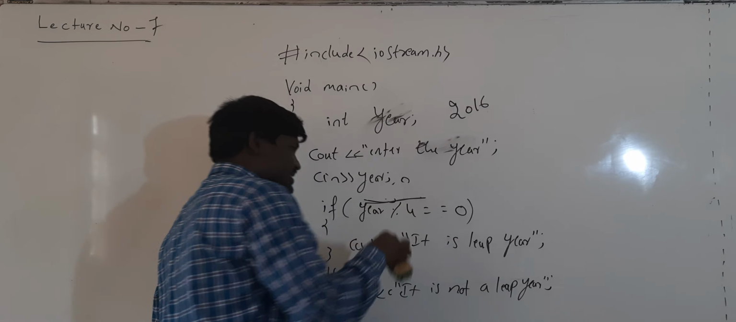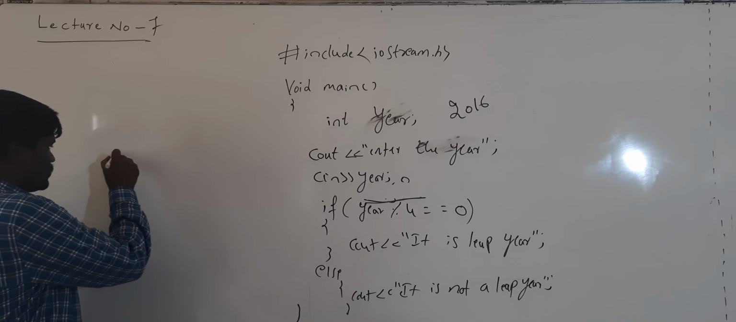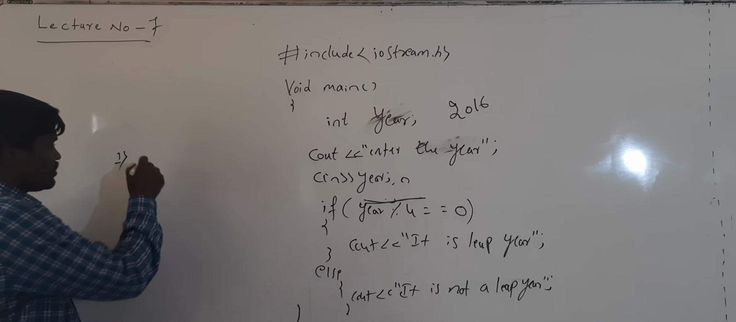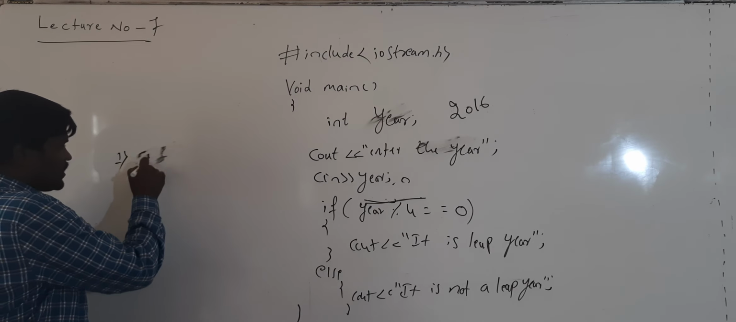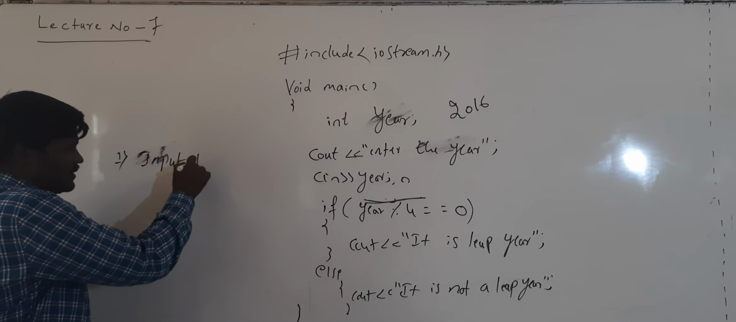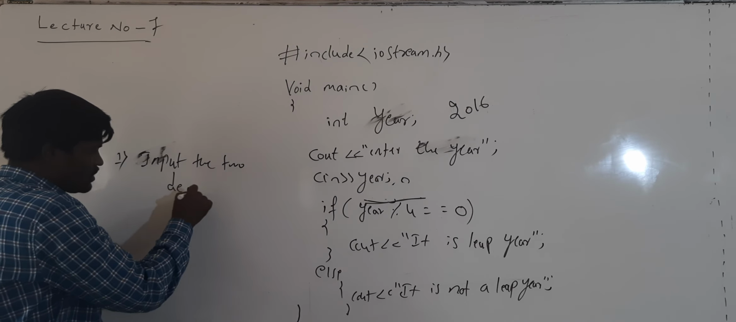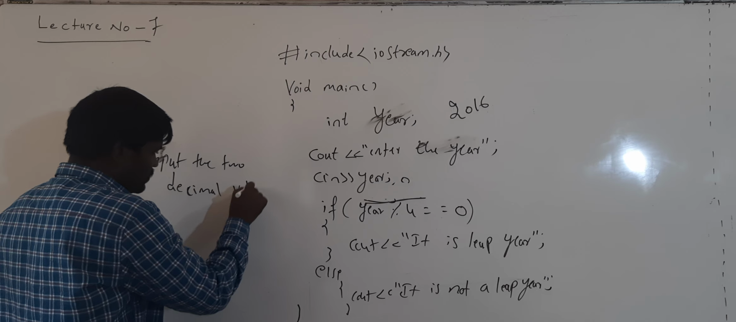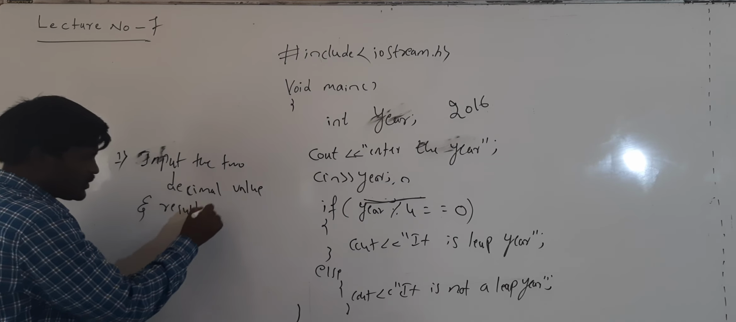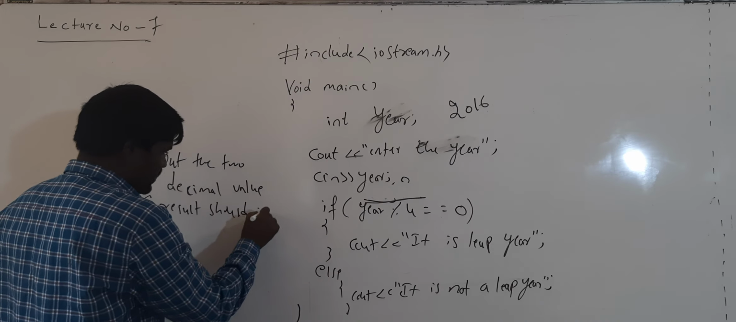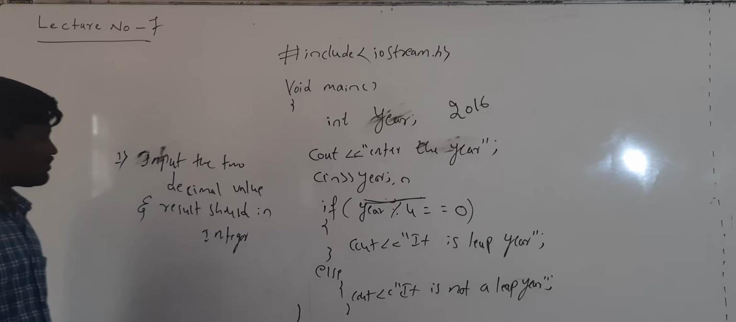The next program is input the two decimal values and the result should be in integer. So this is the program.